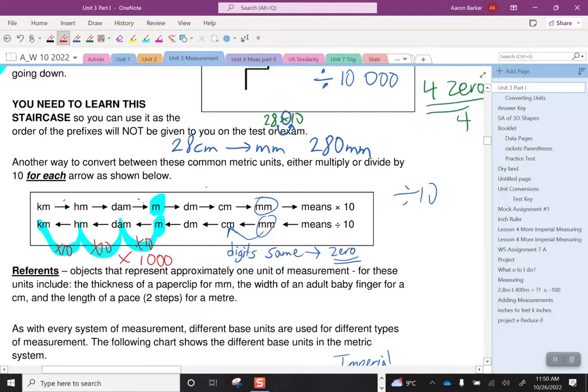2 tens would be 100. So multiply by 10 for each step you move. So here we're multiplying by, sorry, I said multiplying, I'm so sorry. It's not, I'm going in the other direction. It's dividing by 10. So we're dividing by 10 for each step. That's a division sign. So that's just the same as dividing by 1,000. So 1 step, 2 steps, 3 steps.